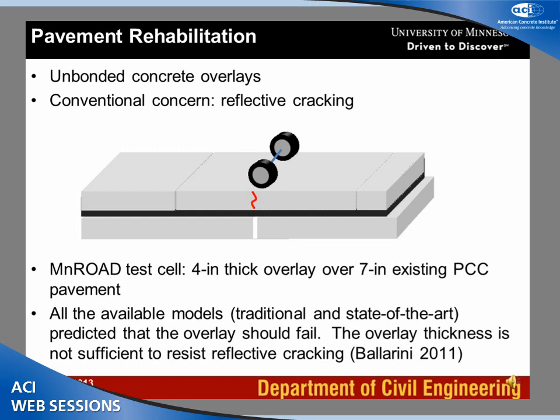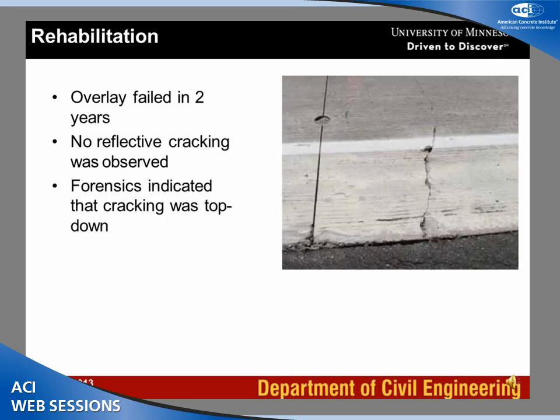And it actually did fail. But it's very important to note that the mechanistic model predicted that the overlay thickness is not enough to resist reflective cracking. So the overlay failed in approximately 2 years, give or take. But if you look at these transverse cracks, they are not reflective. Forensics shows that they are not located on top of the cracks or joints in the existing pavement. And moreover, you can probably even observe from this plot that the majority of them are top-down.